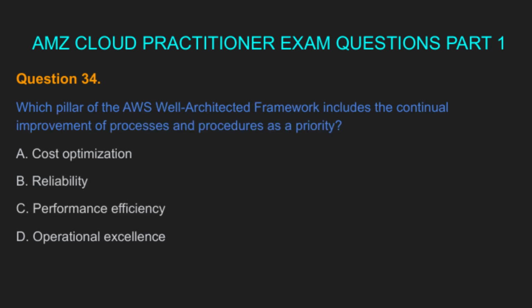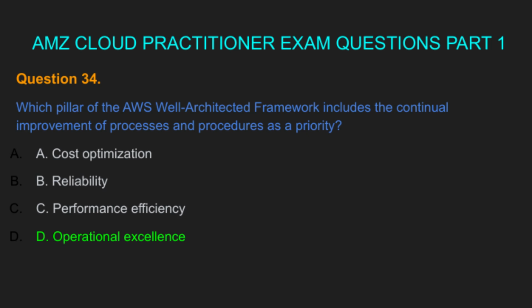Question 34. Which pillar of the AWS Well-Architected Framework includes the continual improvement of processes and procedures as a priority? A. Cost optimization. B. Reliability. C. Performance efficiency. D. Operational excellence. The answer is D. Refining operations procedures frequently is operational excellence.